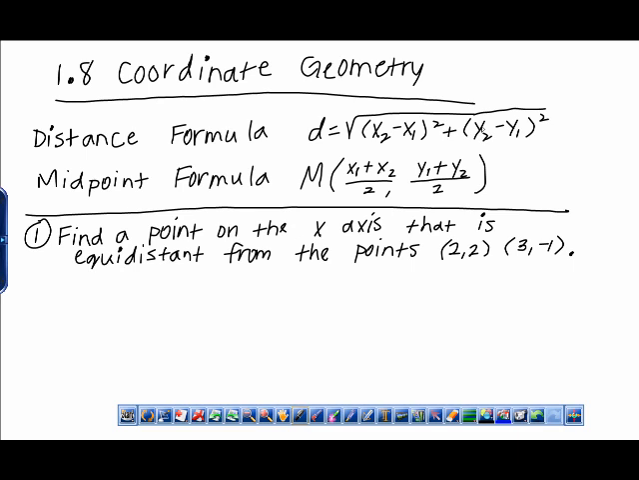The midpoint formula also should make sense. You're averaging the two x's to get the x that's in the middle. You're averaging the two y's by adding them up and dividing by 2 to get the y that's in the middle.